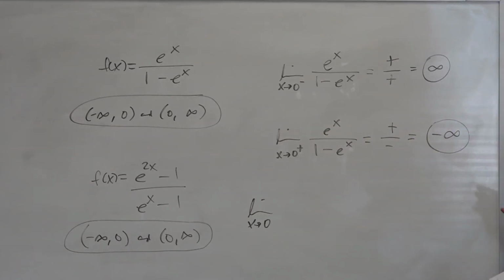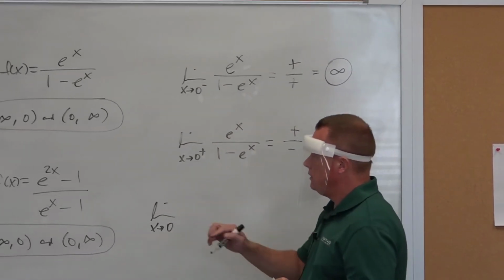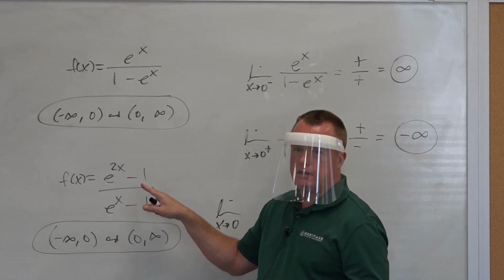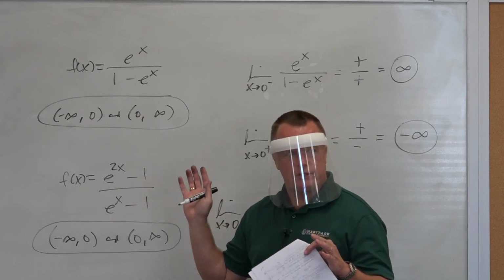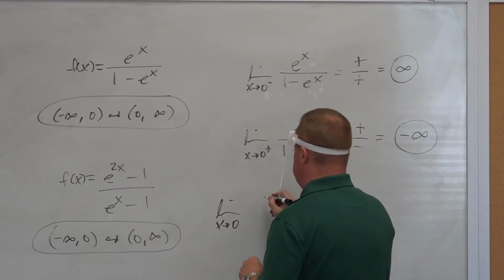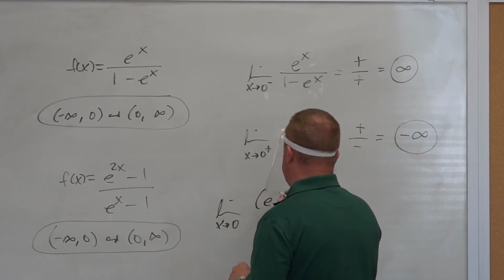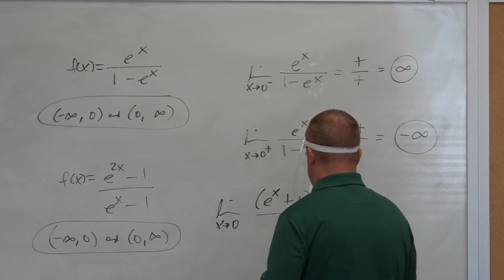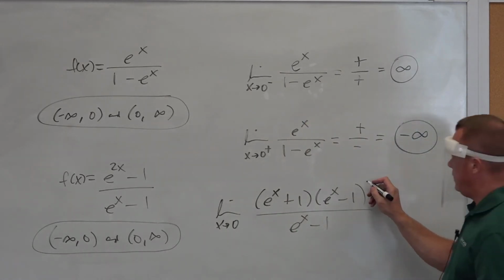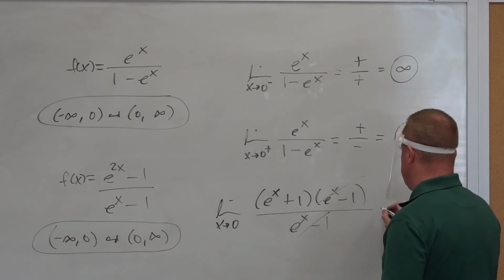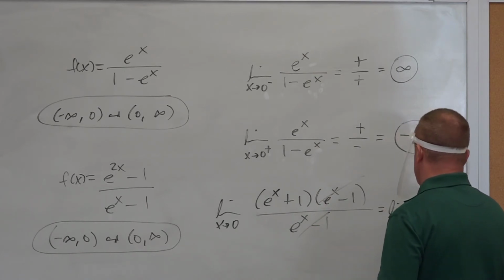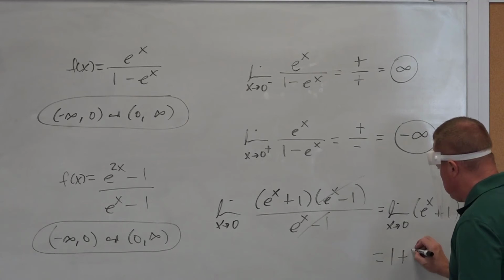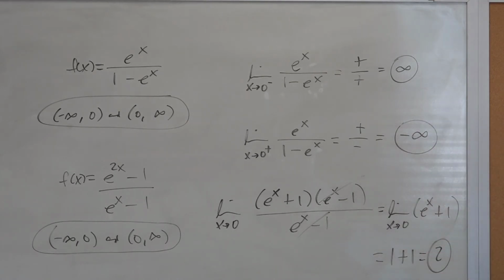Now, one little thing on this one. If you notice e to the 2x minus 1, what does this kind of look like on the top up here? It looks kind of like a difference of 2 squares. So you could factor it like it's a difference of 2 squares. You could say e to the x plus 1, e to the x minus 1. And then these would cancel. So the limit as it approaches 0 should be the same as this one. e to the 0 is 1. 1 plus 1 is 2. There you go.